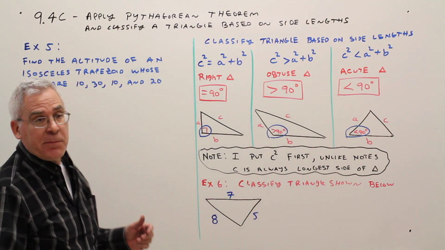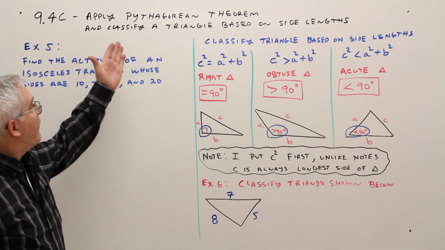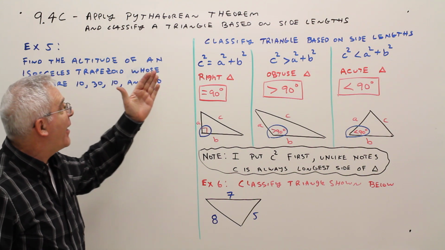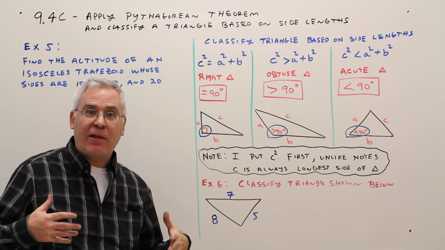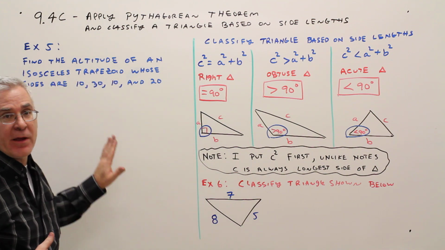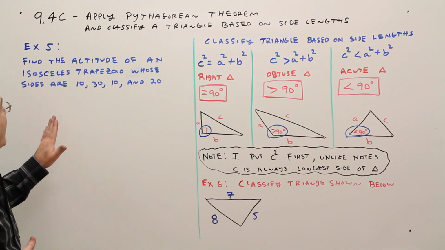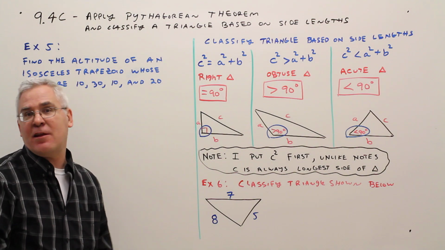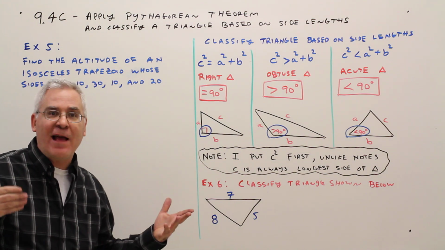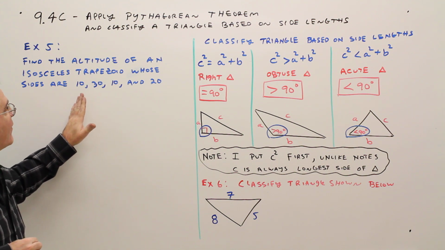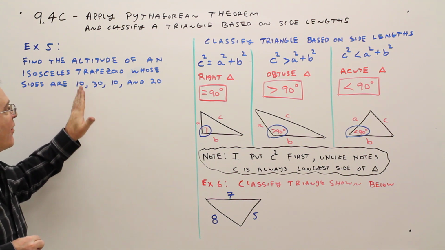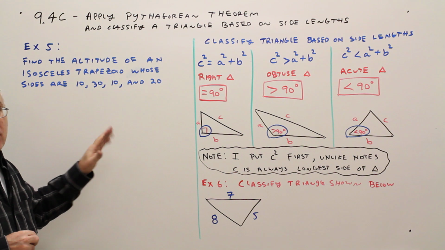Welcome to video 9.4c. I've got one more application of the Pythagorean theorem, and then we're going to classify a triangle based on the side length. So first we'll do one more application. All right, example 5. And this one is guaranteed to be in a quiz or a test. It's just a classic problem. Find the altitude of an isosceles trapezoid whose sides are 10, 30, 10, and 20.